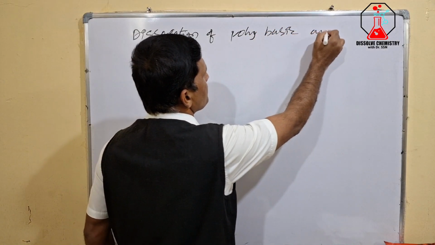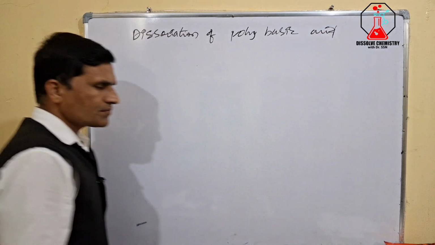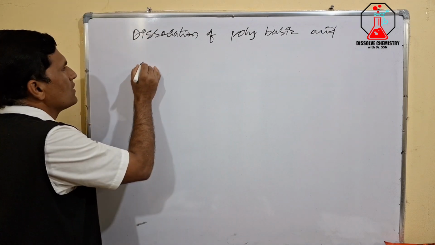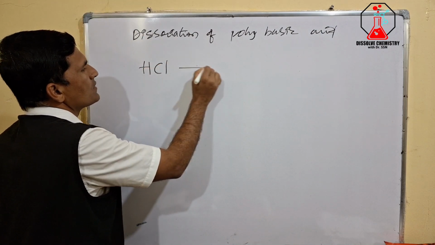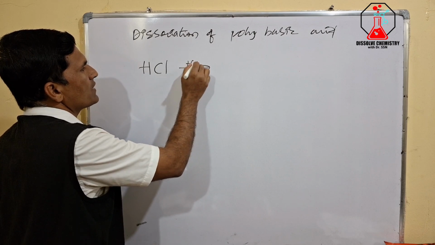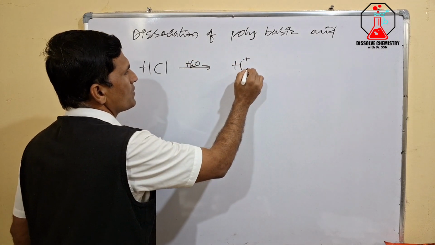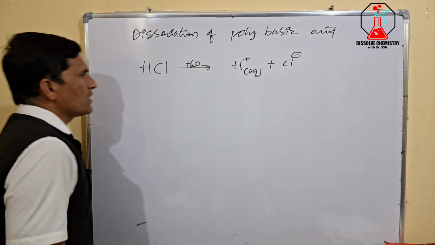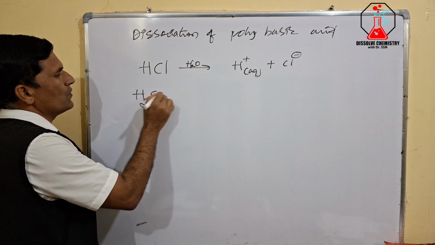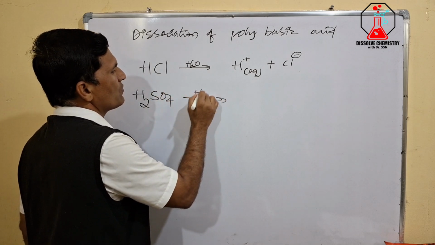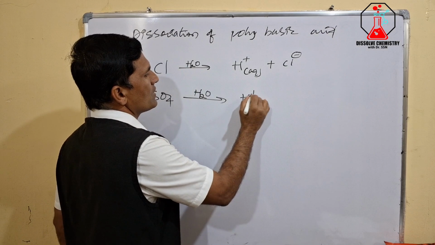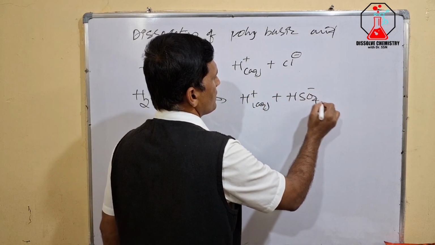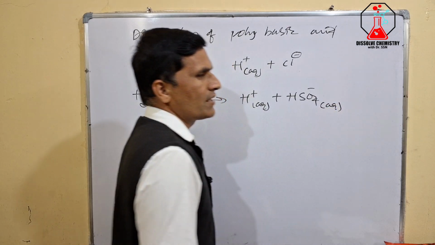Polybasic acid. Now, what do we mean by a polybasic acid? Let us take the first example. Suppose you take HCl and dissolve it in water. It will dissociate to give H+ and Cl-. Similarly, if you take H2SO4 and dissolve it in water, it will give H+ aqueous plus HSO4- aqueous. We know that one.